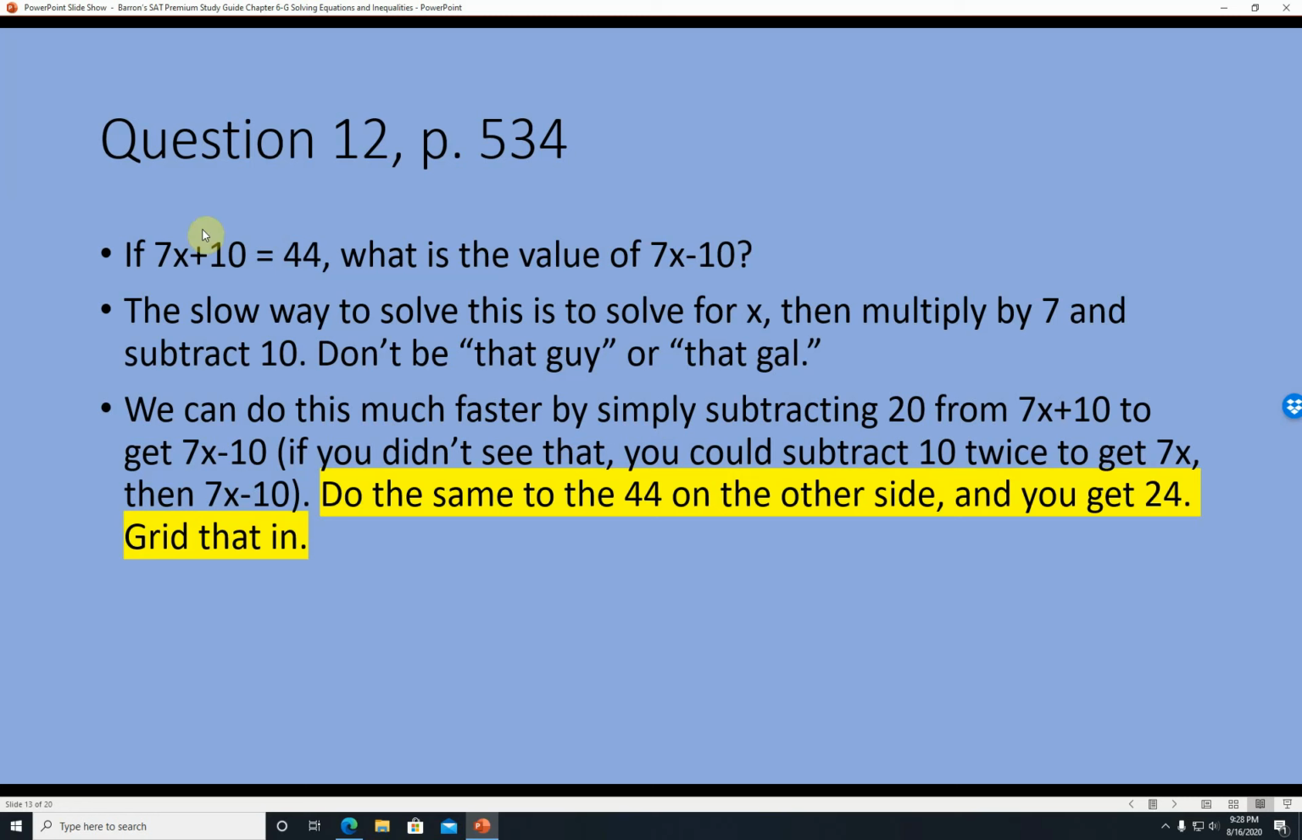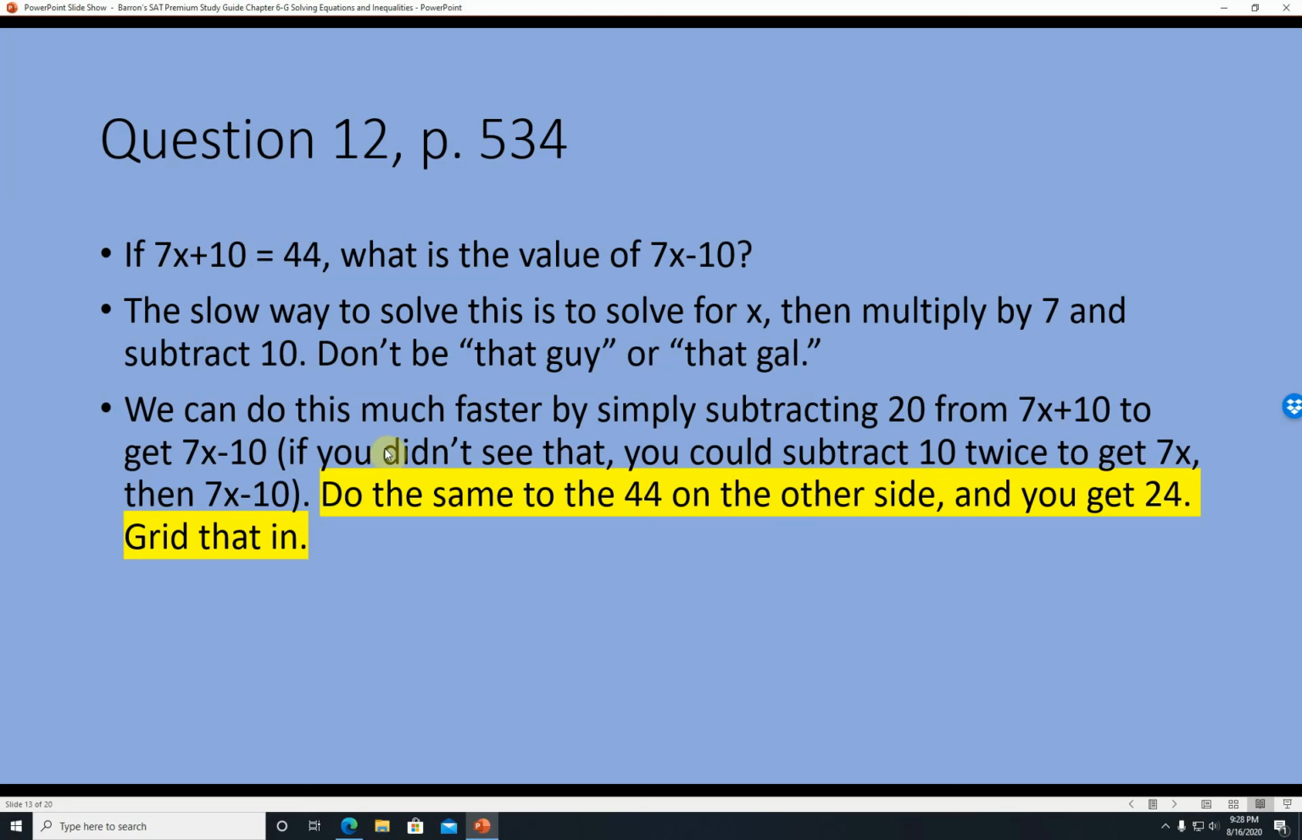than if you just automatically recognize, hey, wait a minute, this is 7x plus 10 and this is 7x minus 10. So all I have to do is subtract 20 to get to 7x minus 10. Boom, 44 minus 20 is 24. I don't even really have to think about it. If you're not quite that perceptive or you're just a little concerned, fine, subtract 10 and then you get 7x equals 34, and then subtract another 10 to get 7x minus 10, and you still get 24. So grid that in, you get 24.